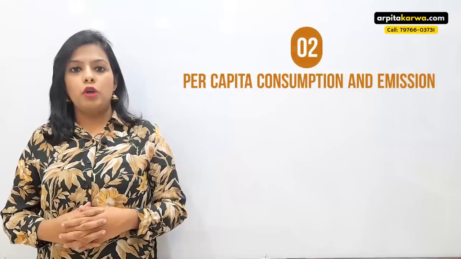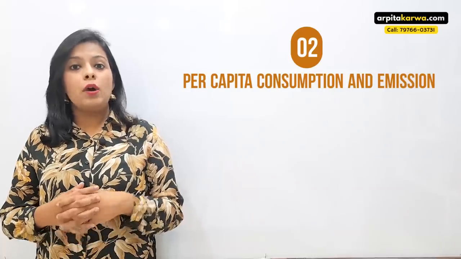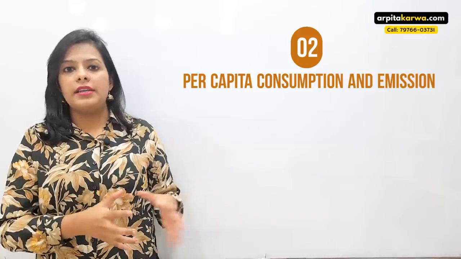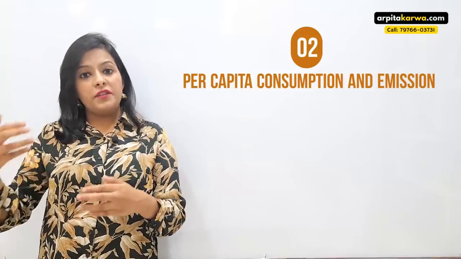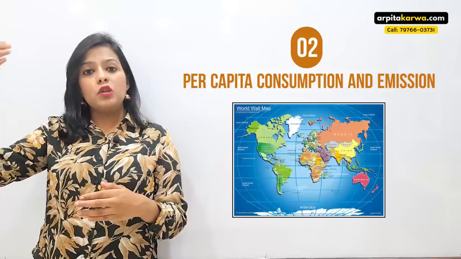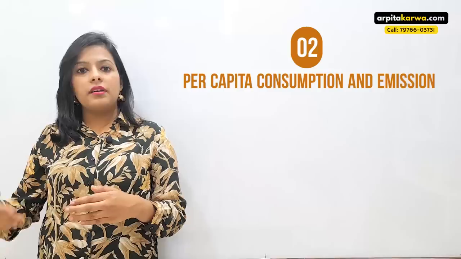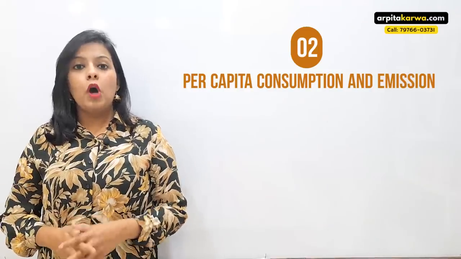Another important thing which is asked from the People and Environment unit is the per capita consumption or per capita emission. Now you'll be surprised to know that at least one question is asked every year where we are given a list of countries and they ask us to put them in an order in which the country which is consuming a particular thing at the highest is at the top and the country which is consuming a particular thing at the lowest is at the bottom of the list.